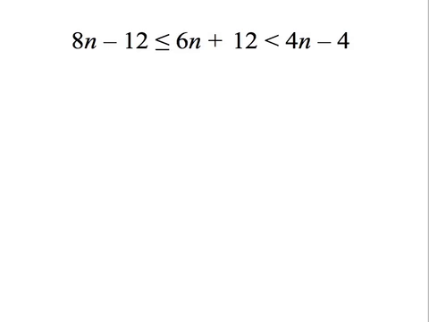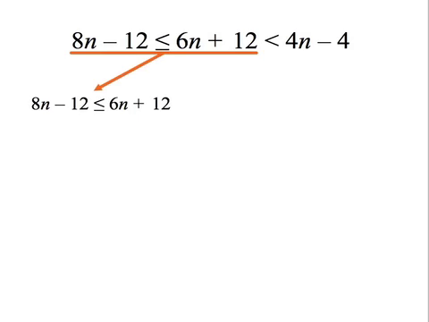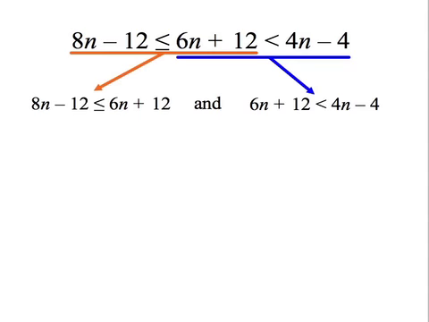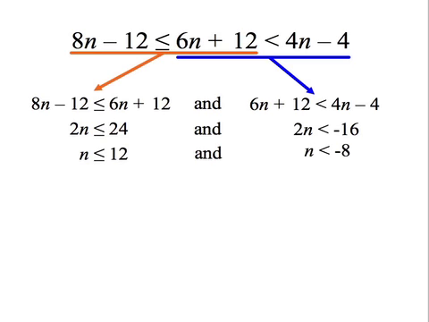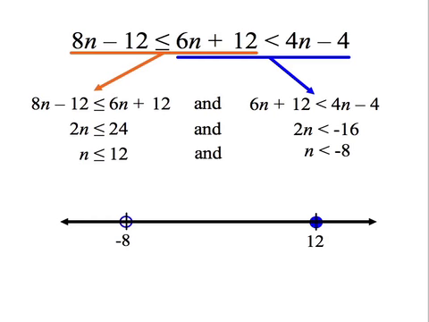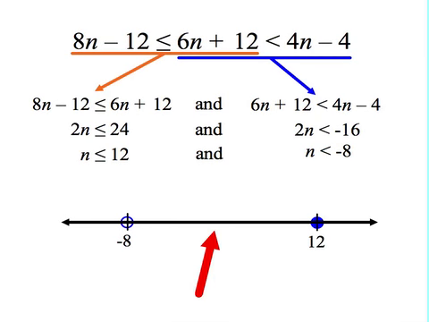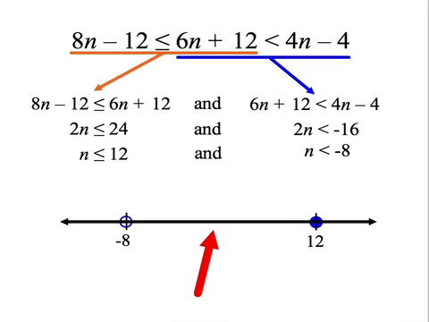Here's another compound inequality. It involves the word and, but it's still going to be a special case. We divide it up as shown, and we're going to add 12 to both sides, and we're also going to add negative 6n to both sides, and then divide both sides by 2. On the inequality on the right, we add negative 12 to both sides, add negative 4n to both sides, and divide by 2. And then when we go to graph this, we have a negative 8 and a 12, but we're graphing n less than or equal to 12 and n less than negative 8. But this is an and problem, so any number that's graphed has to work for both of them.